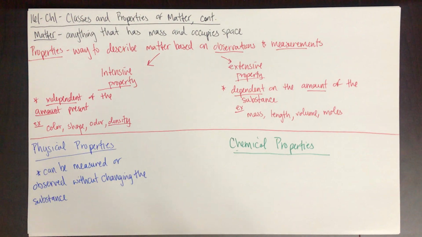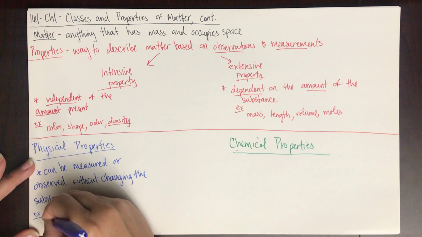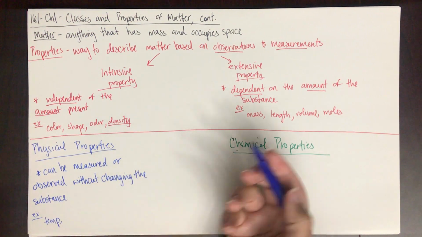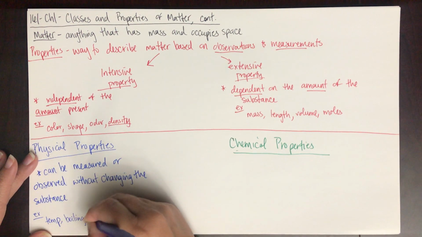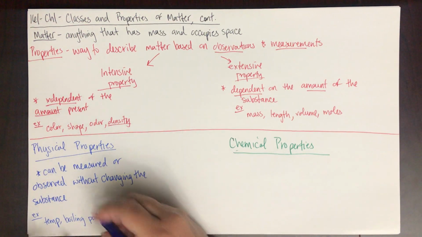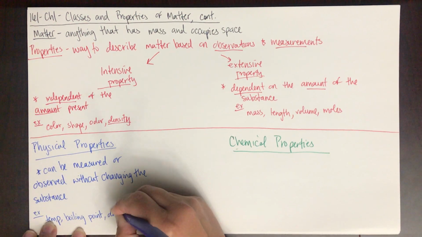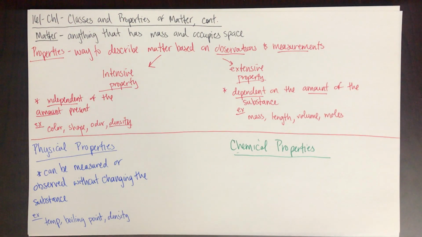Temperature, for example. A physical property of water would be its boiling point or its freezing point or its density. Water has a boiling point of 212 degrees Fahrenheit or 100 degrees Celsius. All water is going to boil at that temperature. Boil means you're going from a liquid to a gas. The freezing point, going from a solid to a liquid, would be 0 degrees Celsius or 32 degrees Fahrenheit. So these can be measured or observed without changing the substance.